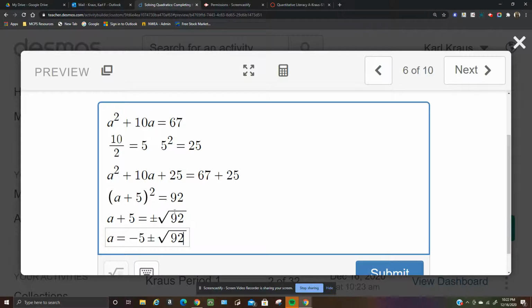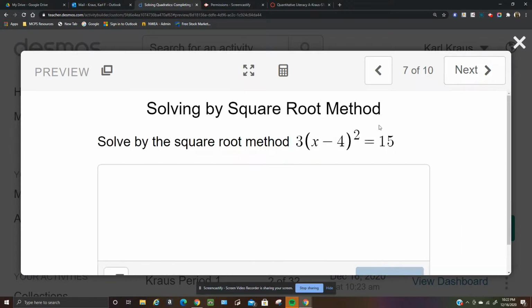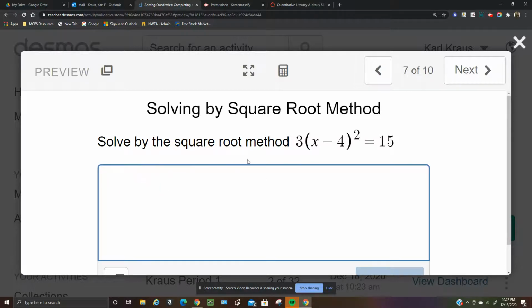-5 plus or minus the square root of 92. So the square root method is to isolate anything squared and then take the square root. So first thing here would be to divide by 3. So 15 divided by 3 would be 5.